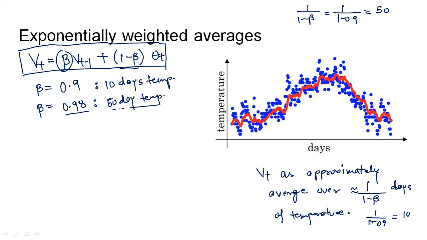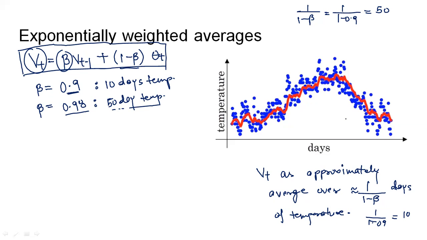Now this red curve you can see is the plot of Vt, that is the average temperature. If you are taking the value of beta as 0.9, then this is the red curve that you can see here.